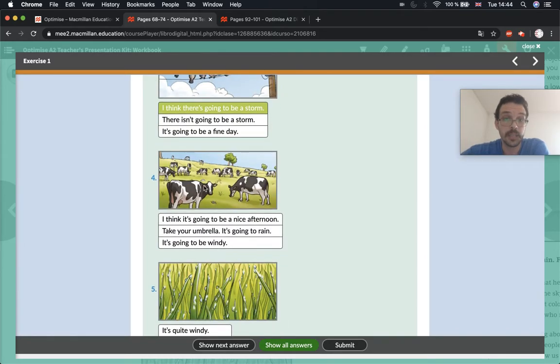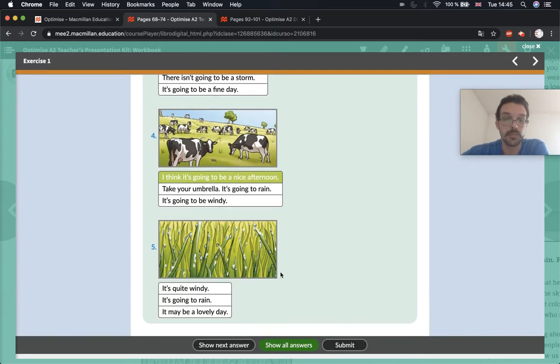Here we have the cows in the field. All right. They're all eating the grass. So I think it's going to be a nice afternoon. Take your umbrella, it's going to rain, or it's going to be windy. Well, the cows are all eating the grass, and it's probably going to be a nice afternoon.